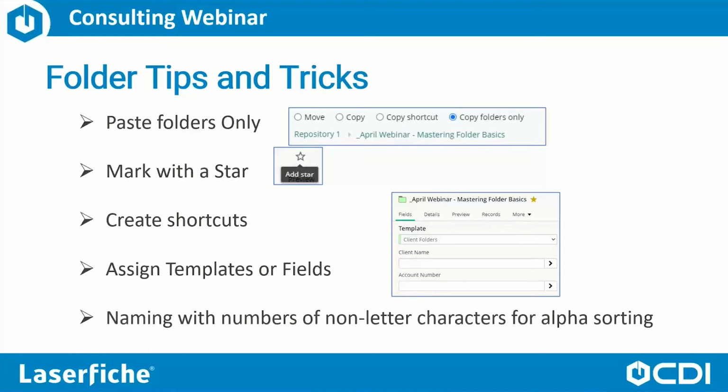Naming of folders is also going to come into play with the usability of your repository. Naming folders with a number or a prefixed alpha character or non-alpha character will help for either prioritizing folders to the top of the list or by ordering the folders more logically in your folder structure.